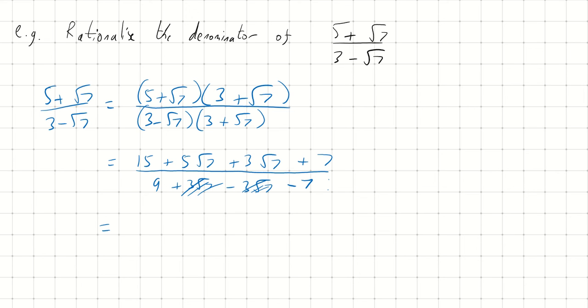And now we can simplify this. We get on top 15 plus 7 is 22, 5 root 7 plus 3 root 7 is plus 8 root 7, and now we just have 9 minus 7 on the bottom, which is just 2. Now notice that all of these numbers are divisible by 2, so we can simplify this. This is just 11 plus 4 root 7.